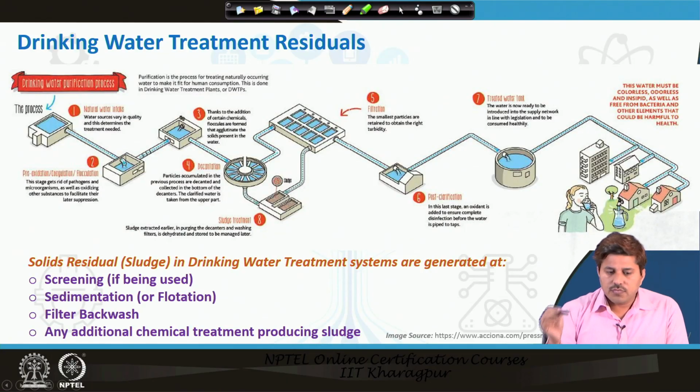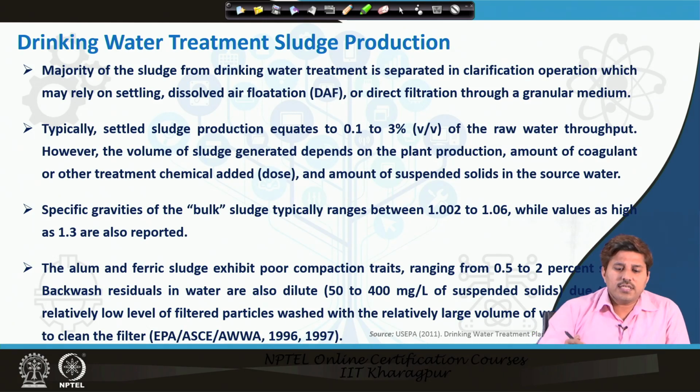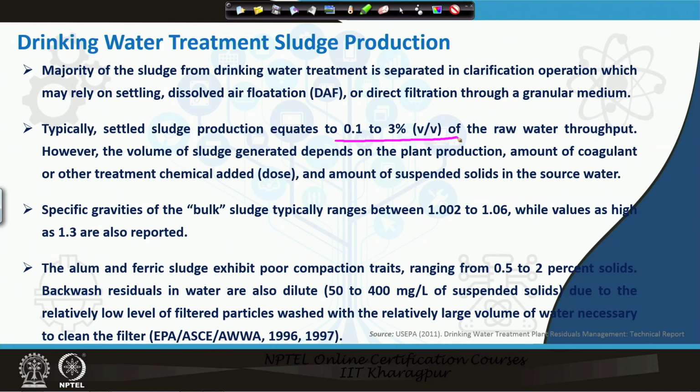Now, in drinking water treatment systems, the majority of sludge is produced from the clarification operation, which relies either on settling or dissolved air flotation, but sometimes on direct filtration through a granular media. Then it will mostly be coming from the backwash of the filter. The average sludge production is approximately 0.1 to 3% volume by volume of the raw water throughput. So, of whatever raw water is fed to a drinking water treatment system, almost 0.1 to 3% of the water comes out as sludge.